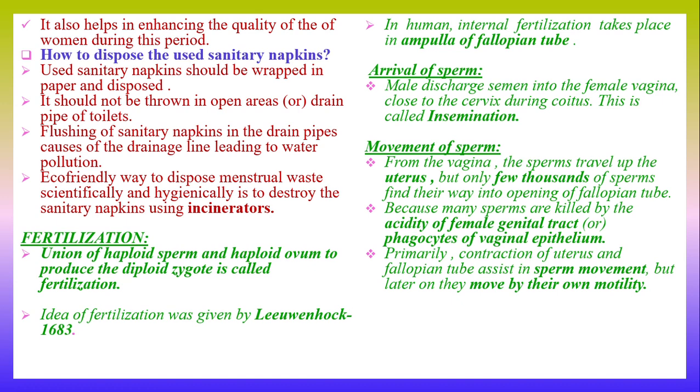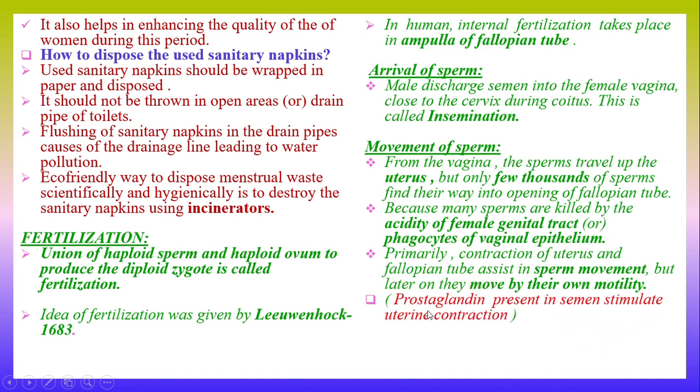The prostaglandin is the substance present in the semen that stimulates the activity of the uterus from posterior to anterior, by which the internal OS and external OS are relaxed, and then the sperm can enter. So, another point they say: initially, contraction of the uterus and the fallopian tube assist the sperm movement, but later, the sperm itself can move. Okay, it can go inside by itself.